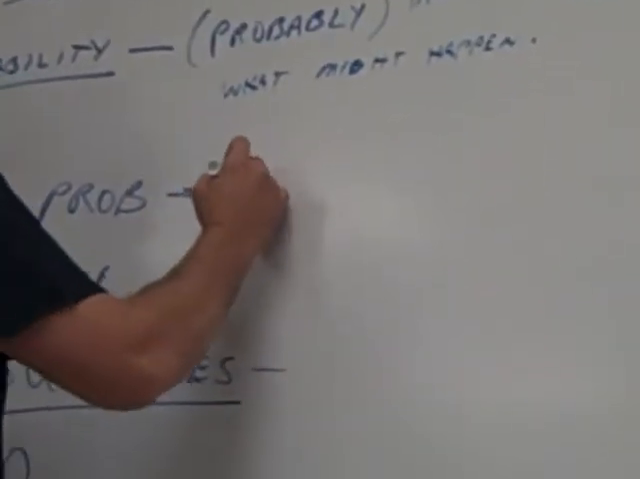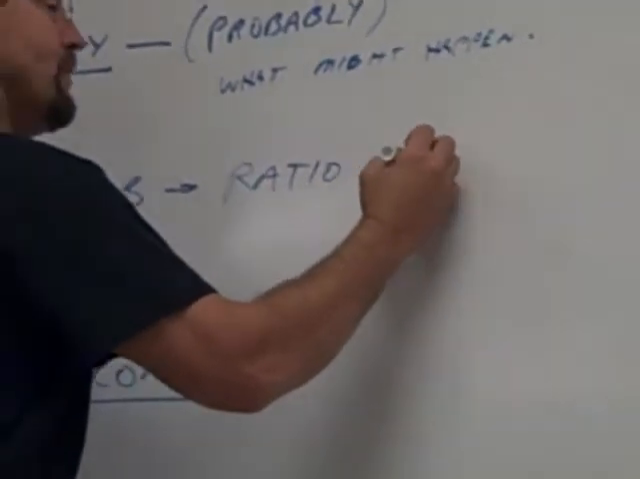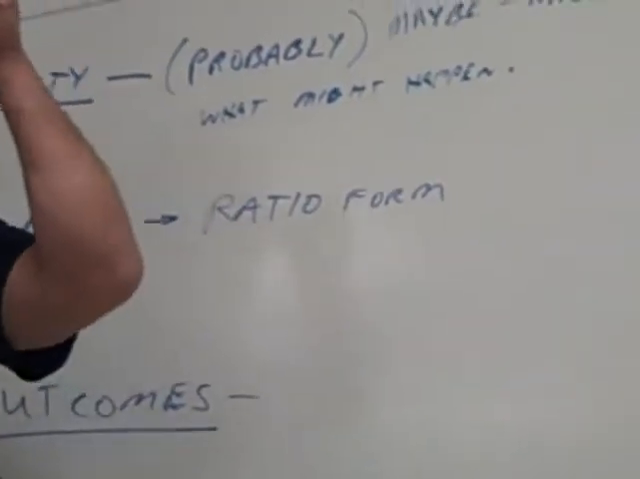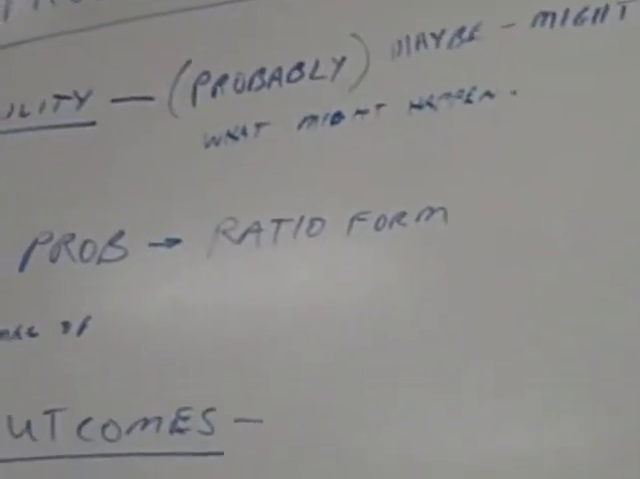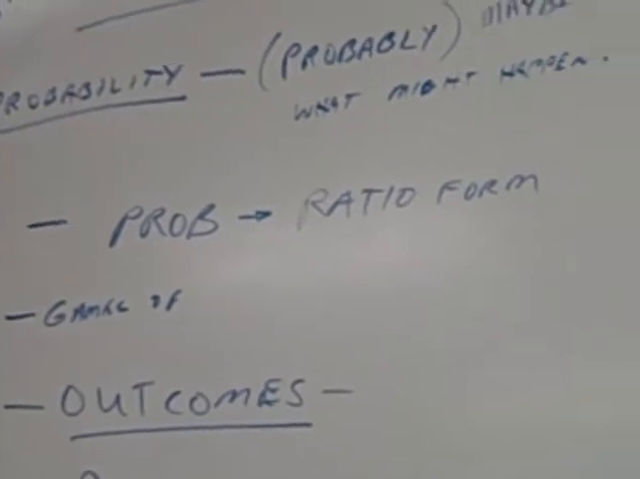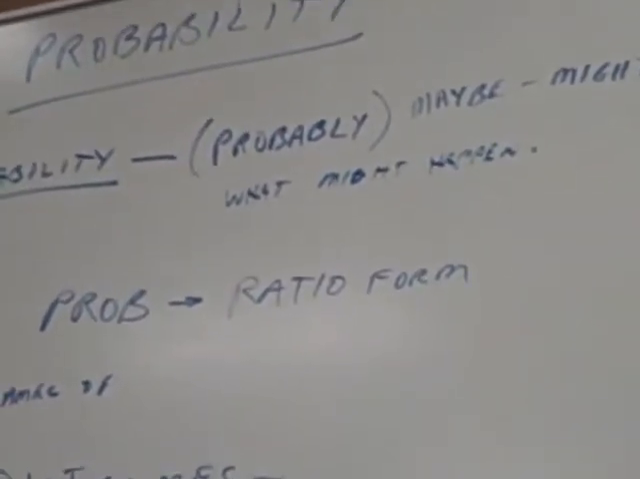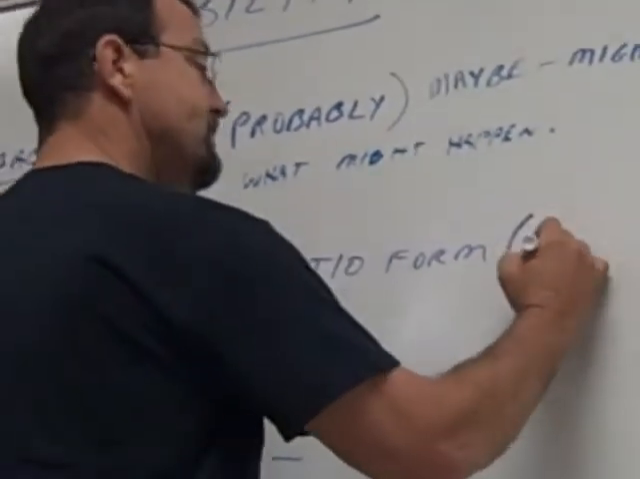Probability is usually in ratio form. Now, ooh, bing, bing, bing, ratio. Where'd that come from? Last unit, last week, last 2 weeks. What does ratio mean to us? Fraction.